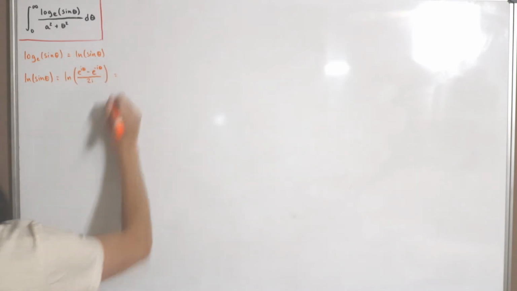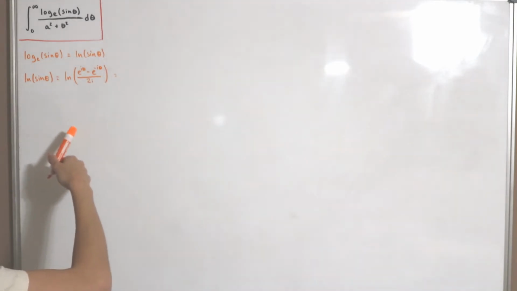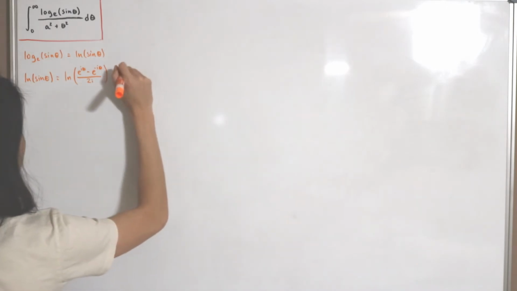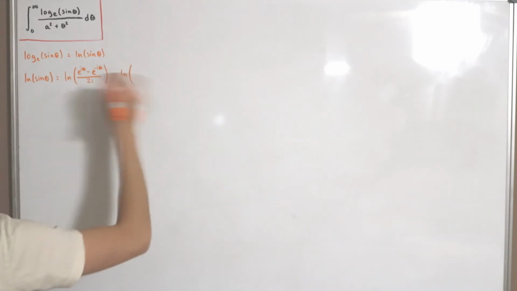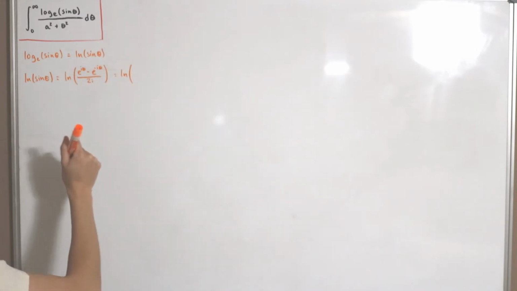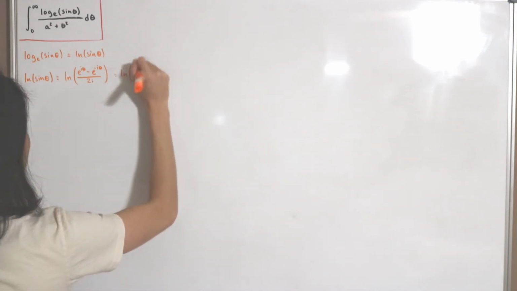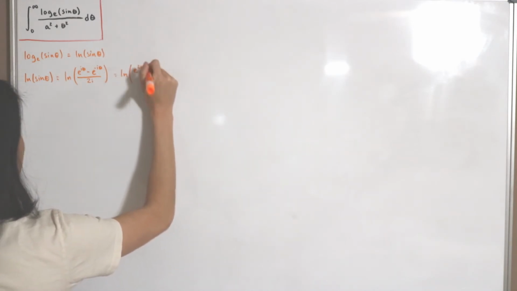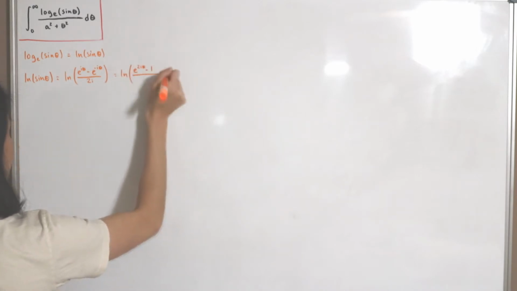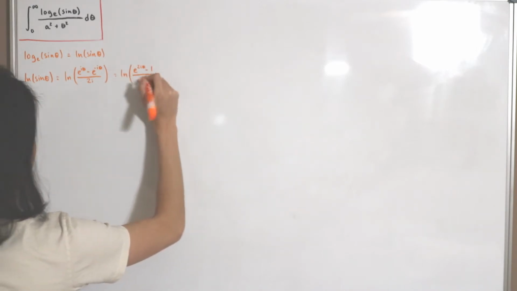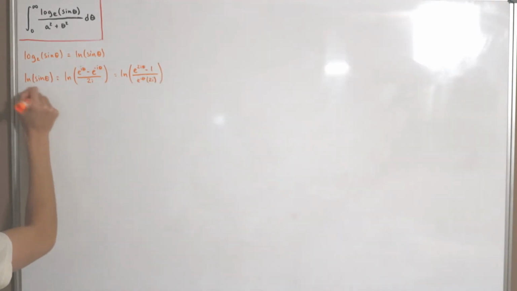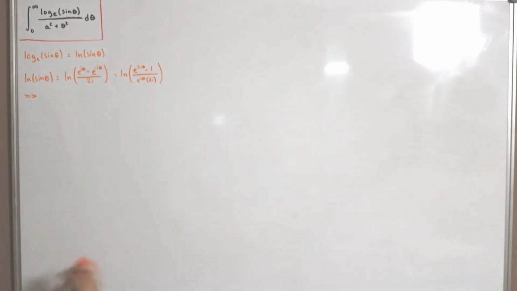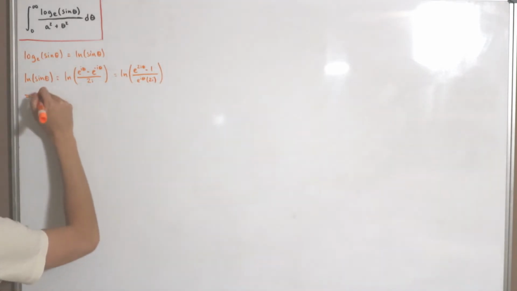And now I'll manipulate the inside argument. I'll multiply and divide by e to the I theta, for both the numerator and denominator, of course. When we do this, the numerator is e to the 2i theta subtract 1, and we divide this by e to the I theta multiplied by 2i. Using our rules of natural logs, we can write this with some additions and subtractions of natural logs.